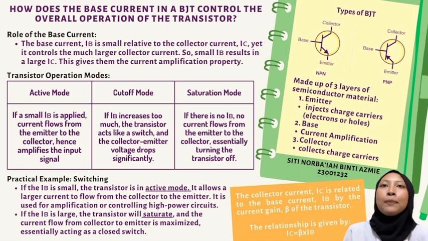In conclusion, the base current in a BJT is the critical control element that determines the transistor's operation. By varying the base current, we can control whether the transistor acts as a switch or an amplifier. It allows BJTs to perform tasks like signal amplification and electronic switching in a wide range of applications.